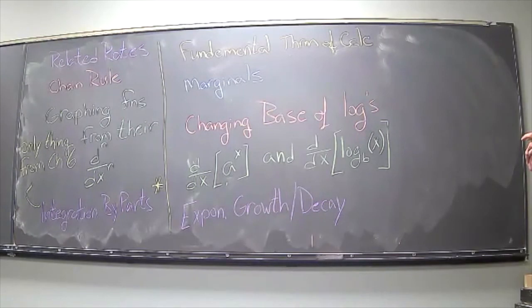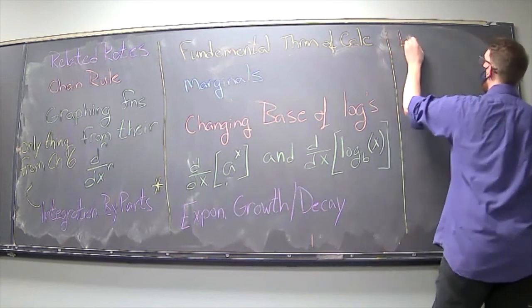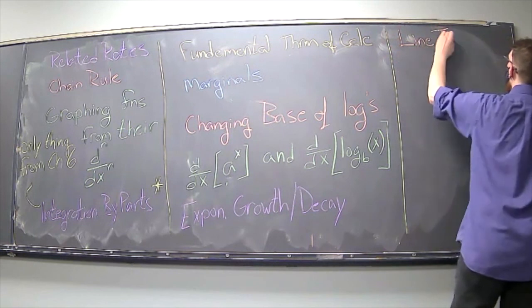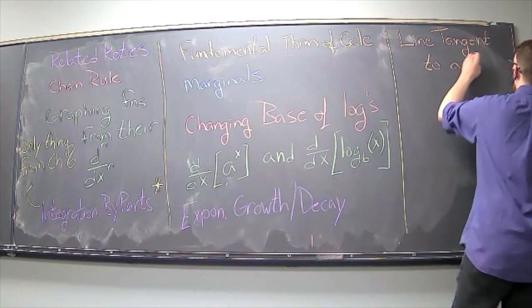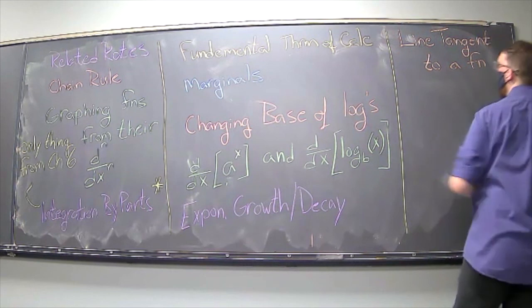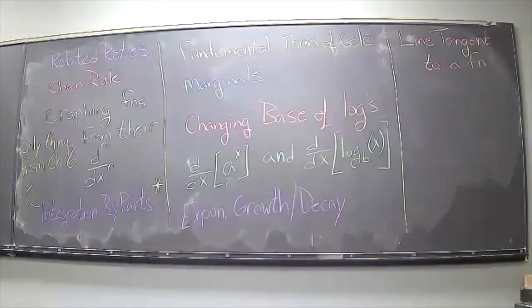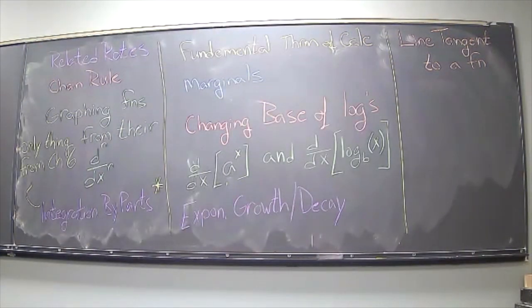What else can I recall? Lines tangent to a function. At a point, well, just tangent to a function, same thing. I think we pretty well covered it with this. Trying to think of anything else. Pull up the book really quick.